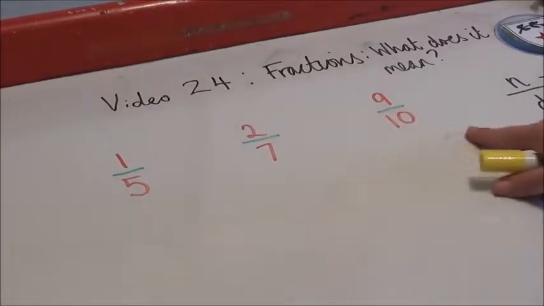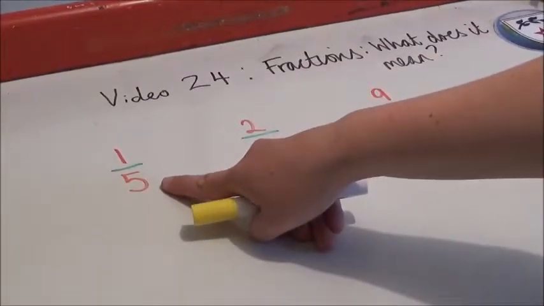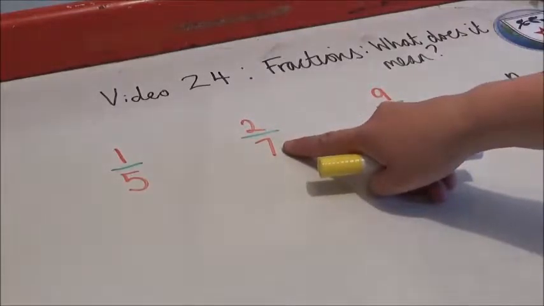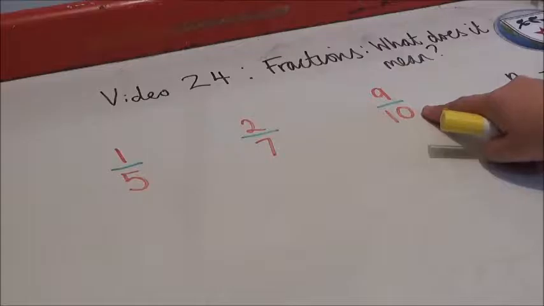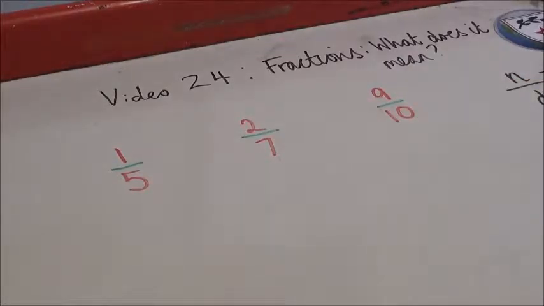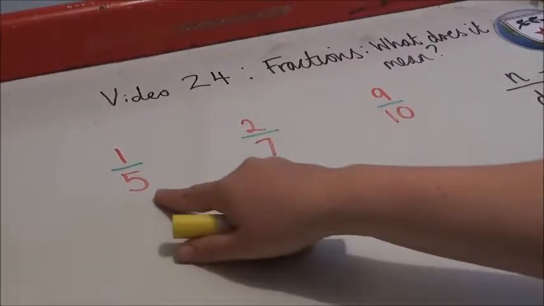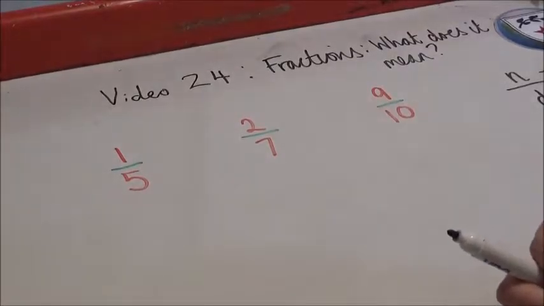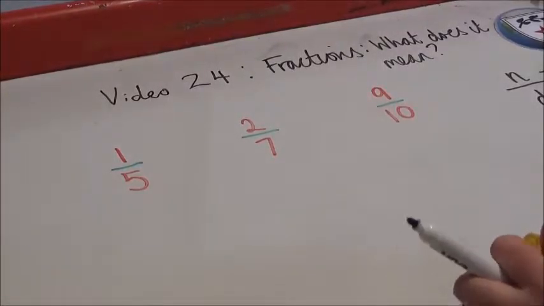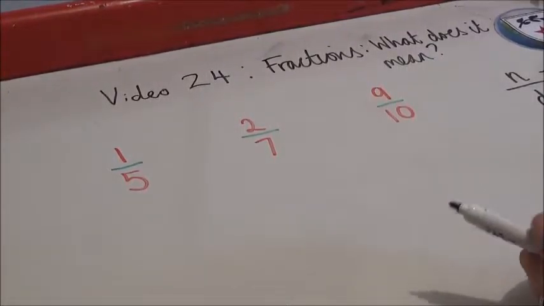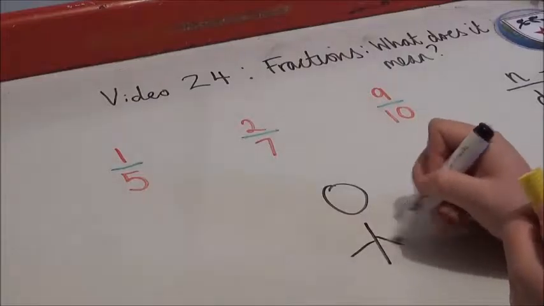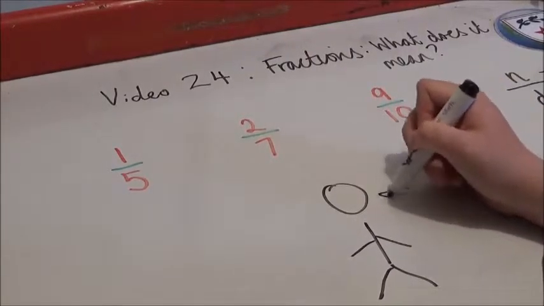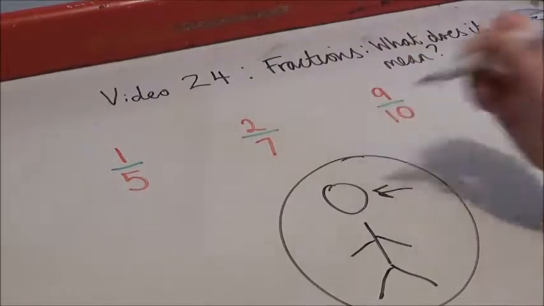I've written a sum up here. So I've got 1/5, 2/7, bless you, thank you, and 9/10. So what do fractions actually mean? A fraction is smaller than one whole. So sometimes I say to the children, my head is a fraction of my body. It's part of my whole body. Because it's part of one whole.